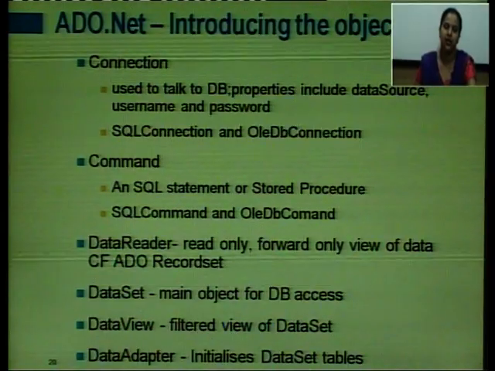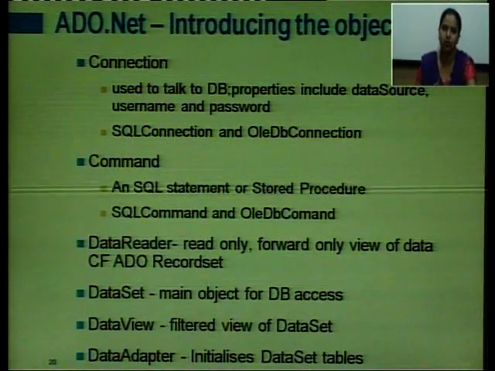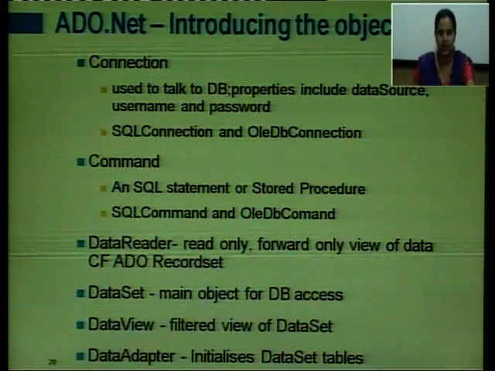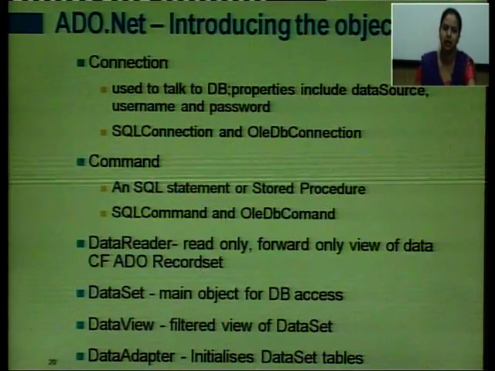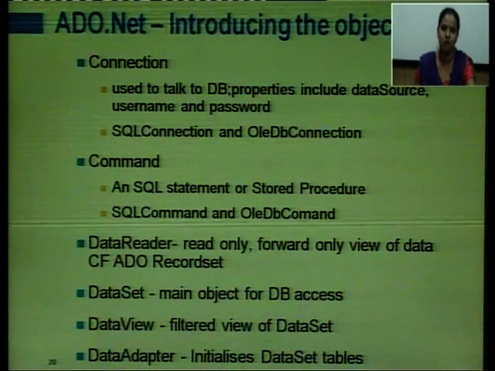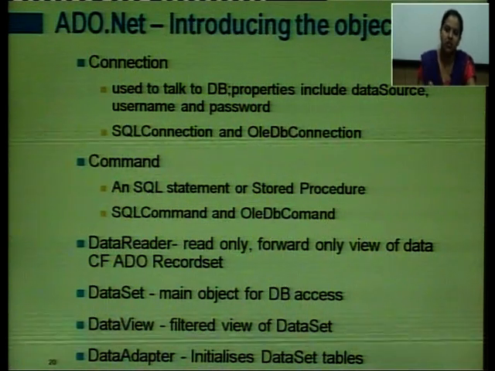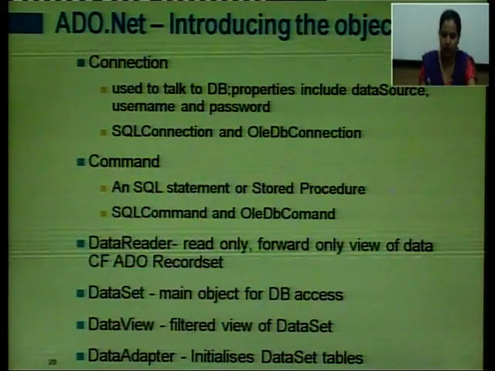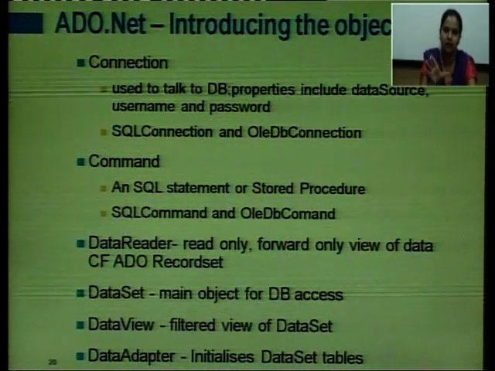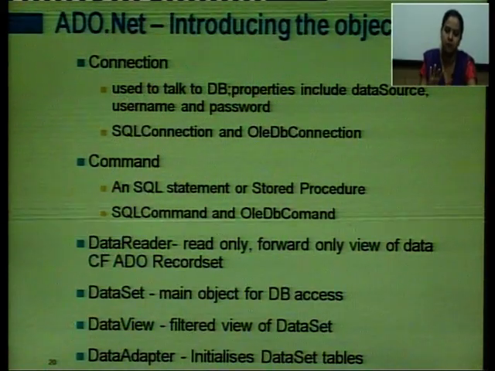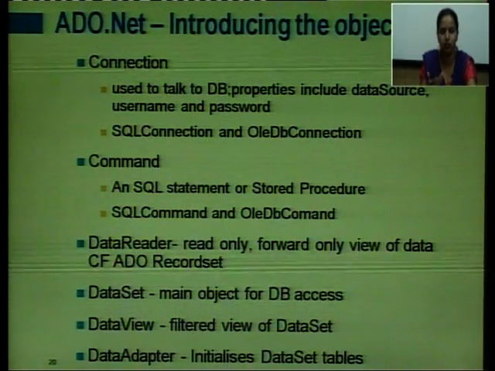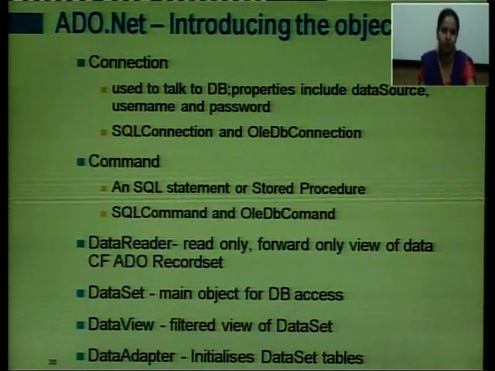The data reader helps to read only data, a forward-only view of the data of the ADO record set. The data set's main objects are the main objects for database access. Data view is the filtered view of the data set, meaning whatever constraint you apply, for example, I need the data of those students who belong to Chandigarh. It will filter the data according to the city and you can view only the data of Chandigarh city. So these are the views you can create by filtering.